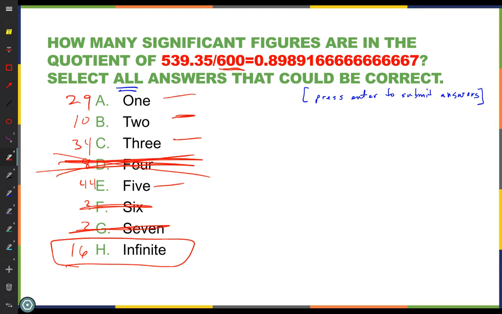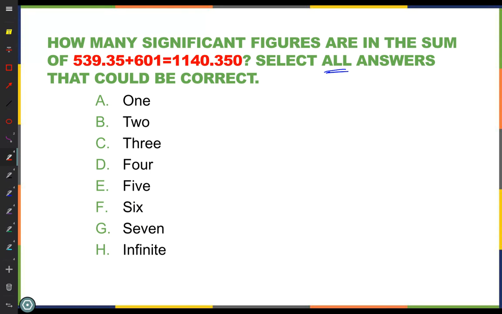Okay, so moving to the next one. This is a question with addition, and you can answer starting now. How many significant digits are in the sum? And here's 2 numbers added. Now I changed that to 601, and let's at least make the assumption that this here is not exact.